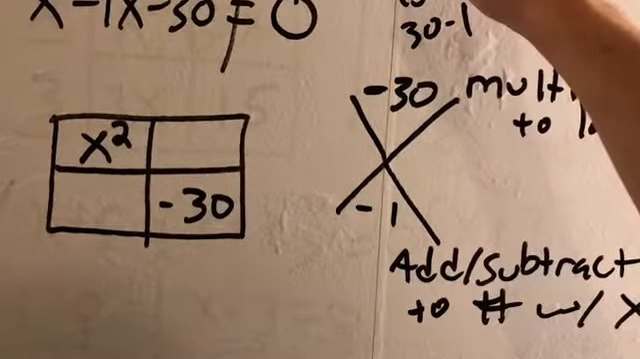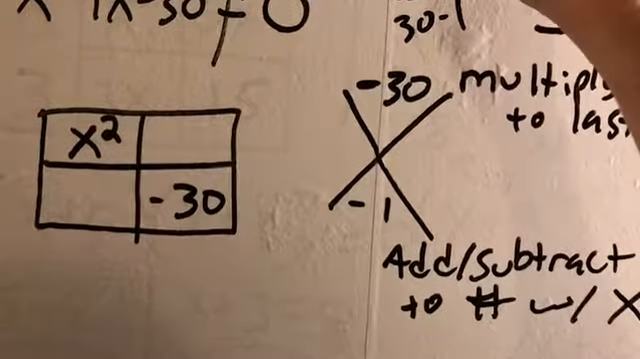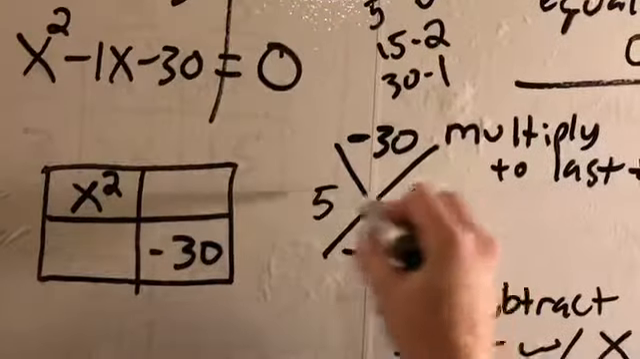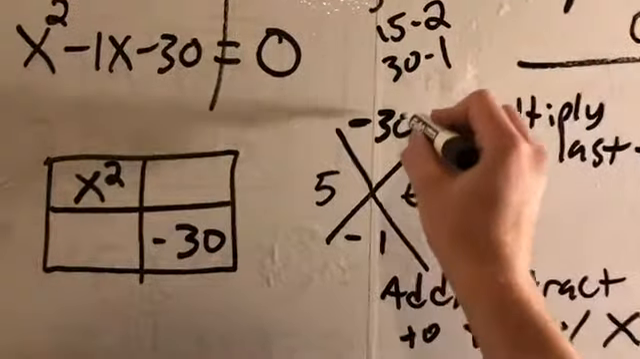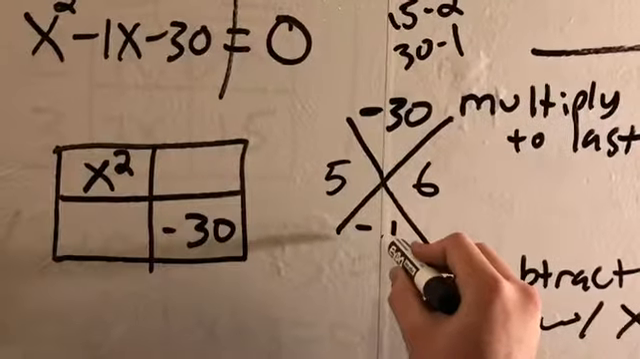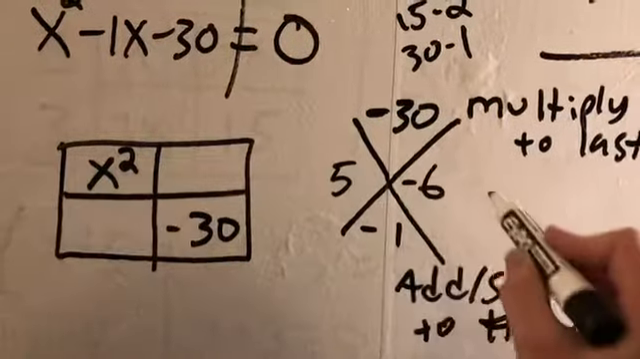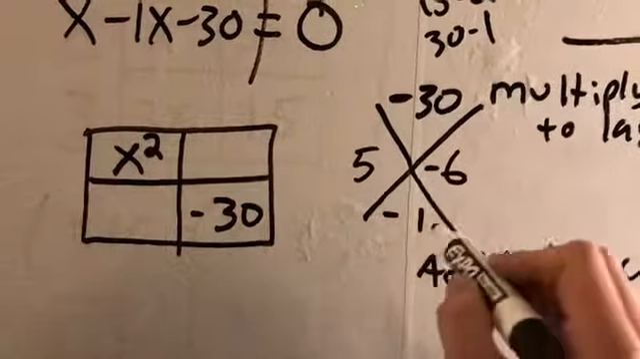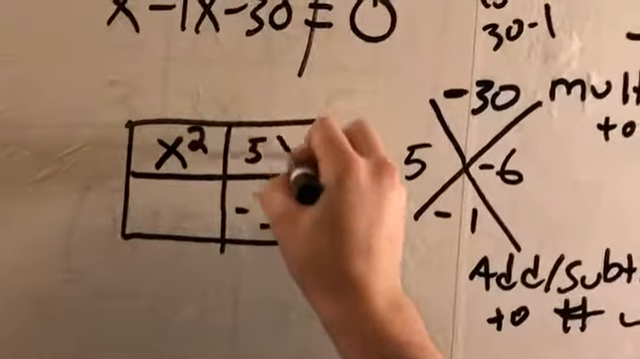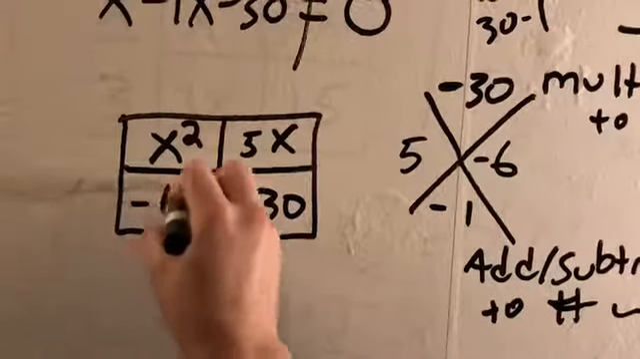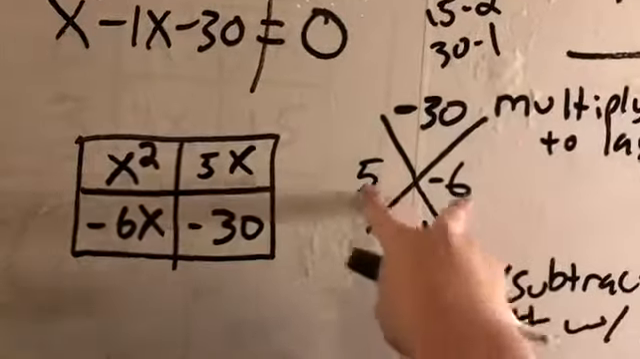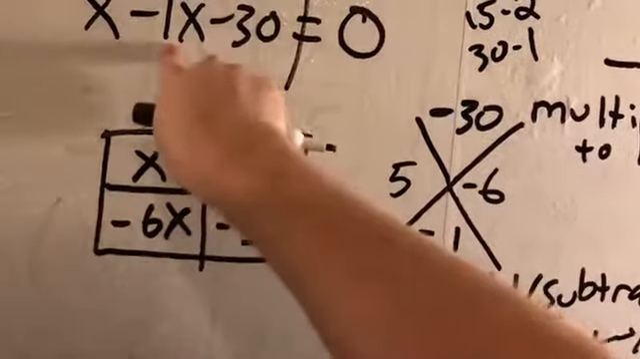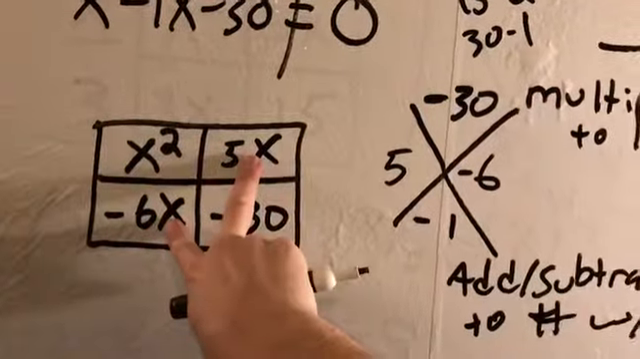5 times 6. Oh, that one could work. If I use 5 times 6, right now it's just positive 30. If I make that negative a 6, 5 times negative 6 is negative 30. 5 minus 6 is negative 1. So I know this needs to be my 5x and negative 6x. Just don't forget, guys, the 5x and the 6x are your like terms here that will combine to that negative 1x.